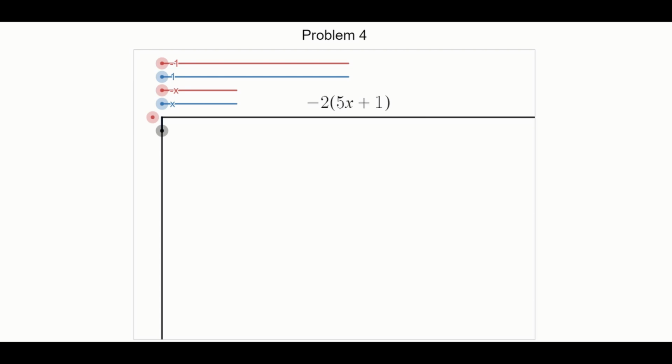Problem 4. Negative 2 times parentheses 5x plus 1. Again, the way I like to think of this is in terms of groups and objects. So we're going to have a group containing 5x plus 1. But you're probably wondering, what does it mean to have a negative group, negative 2? We'll see what that means in just a second. Let's start off with our objects. I'm going to make 5 x's, 5 blue rectangles. 1, 2, 3, 4, 5. And I'm going to make plus 1, 1 blue square.